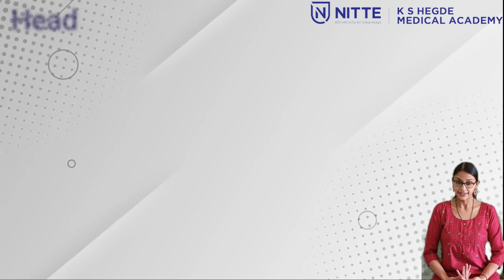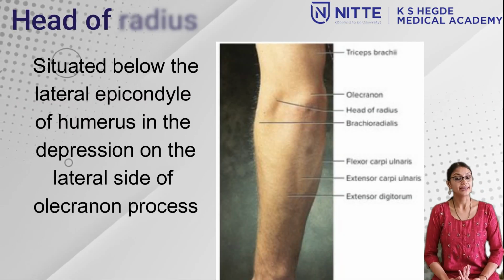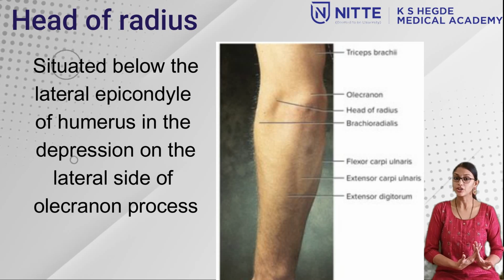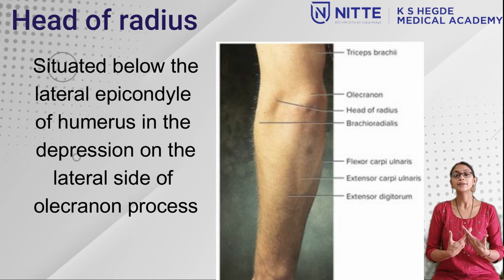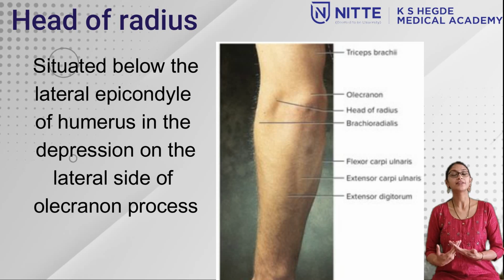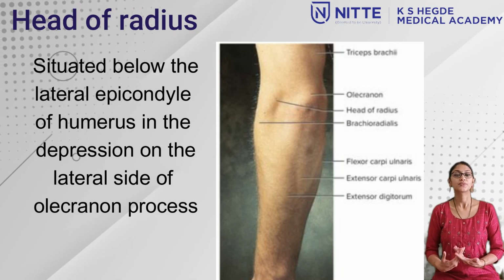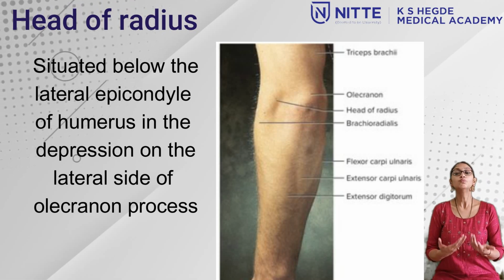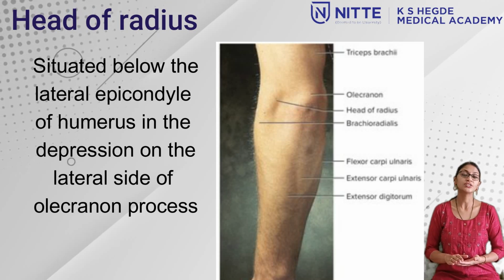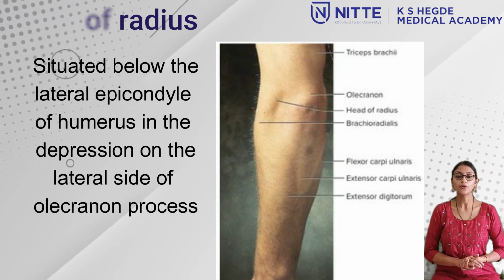The head of the radius is situated below the lateral epicondyle of the humerus in the depression on the lateral side of the olecranon process. It can be felt to move during pronation and supination of the forearm.